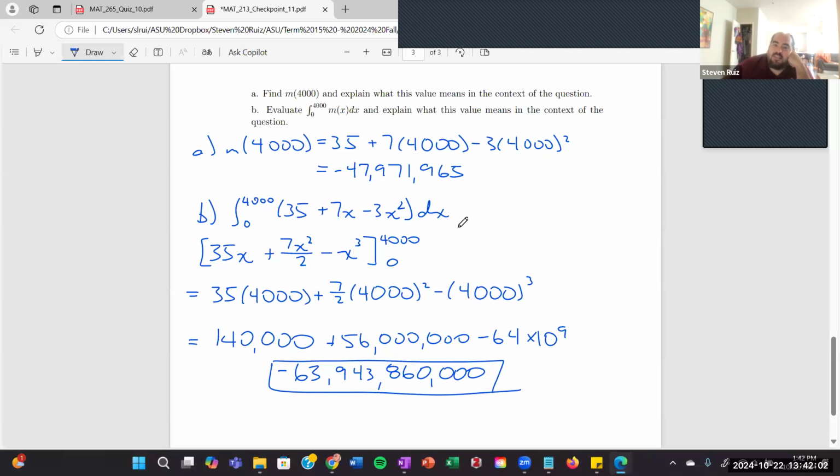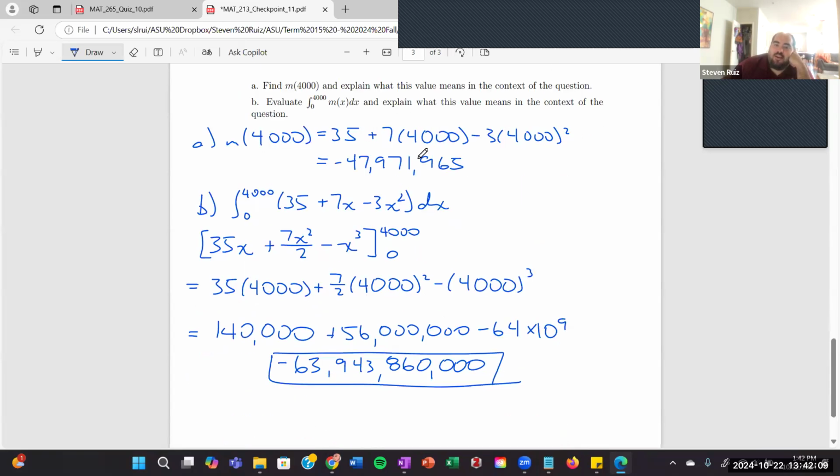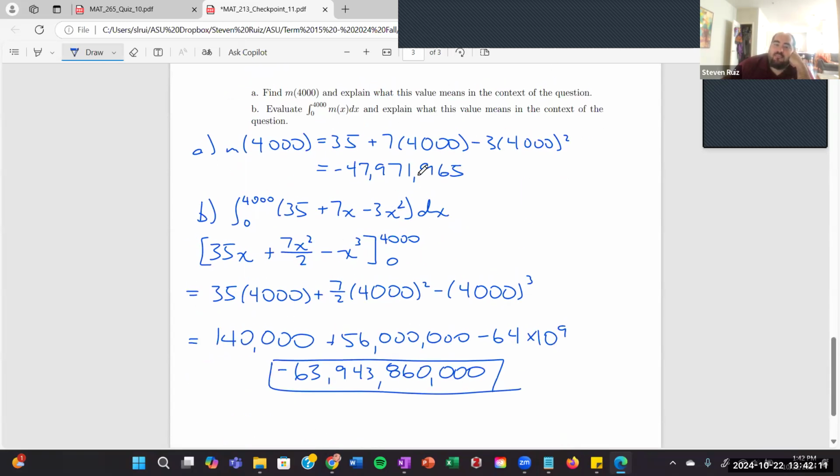What's the number I found? Well, the number I've found says that this company is losing lots and lots of money. Basically, they have made and sold 4,000 water bottles, and in the process, they have lost nearly $64 billion. So yeah, hopefully this is not realistic for any company, especially companies selling something like water bottles, but that's what these numbers represent. And that is all for checkpoint 11.